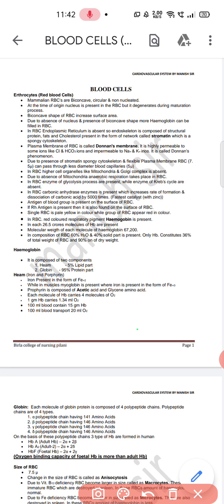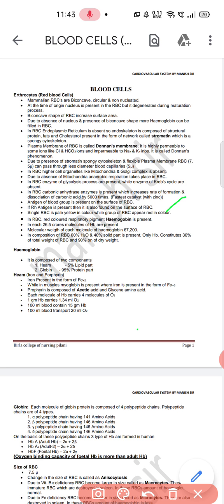Due to the presence of spongy... your RBC does not have endoplasmic reticulum, so the inner skeleton of RBC is made up of cytoskeleton, that is spongy cytoskeleton.